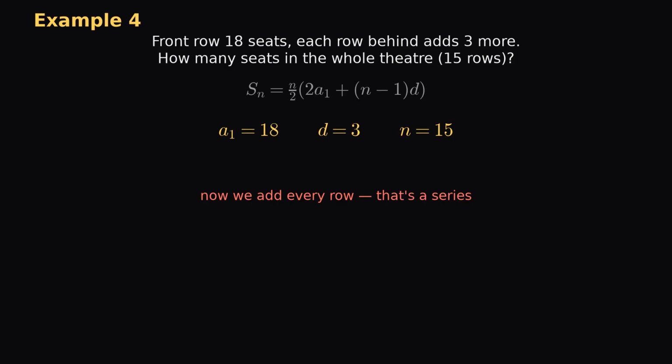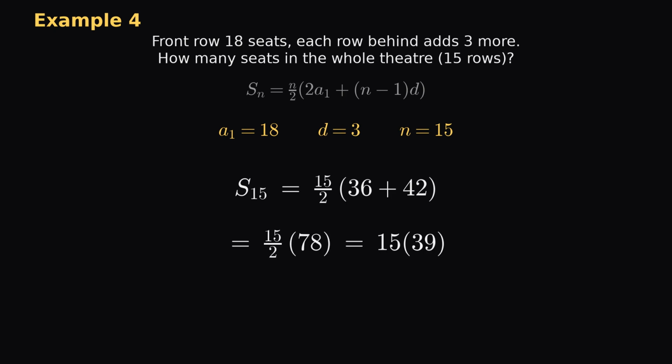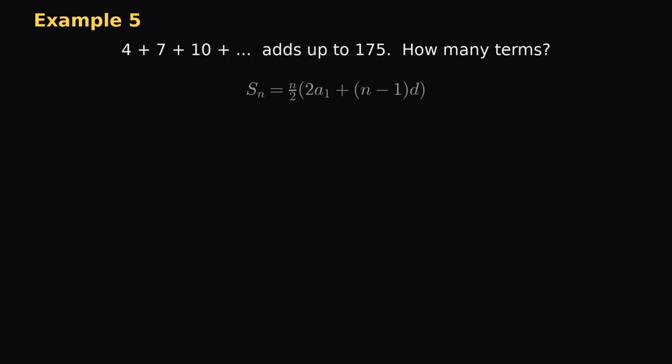a1 is 18, d is 3, and n is 15. 15 over 2 times (36 plus 42). 15 over 2 times 78 is 15 times 39. 585 seats.